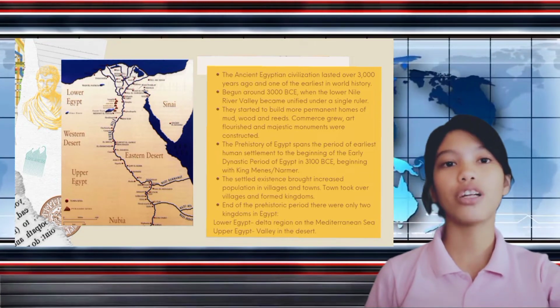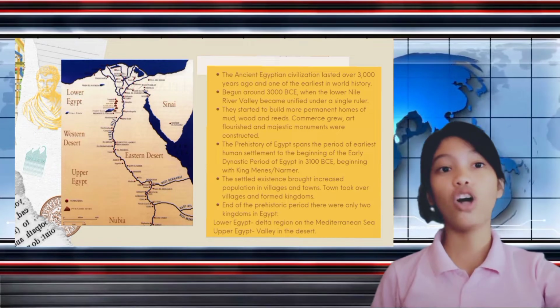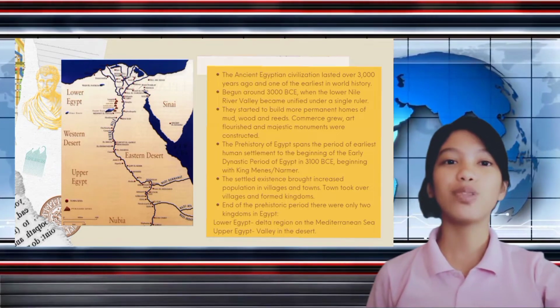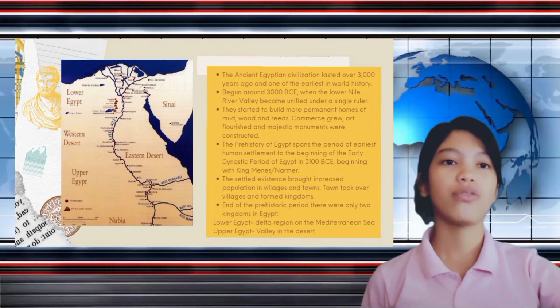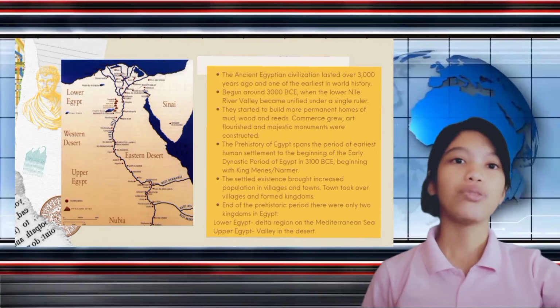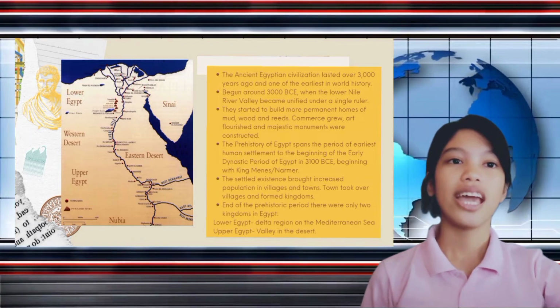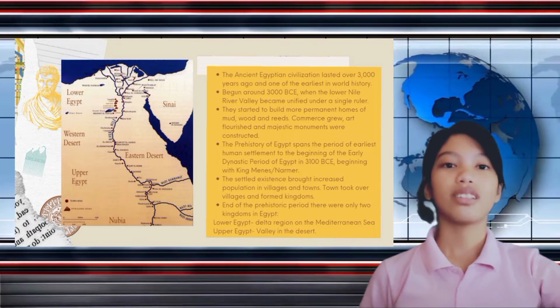But long before the empire, ancient Egypt was a series of small independent city-states that bloomed along North Africa's Nile River. The city-states were divided into two regions, which are the Lower Egypt, the Delta region and the Mediterranean Sea, and the Upper Egypt, the valley in the desert, which will be discussed further by Ms. Galgo.